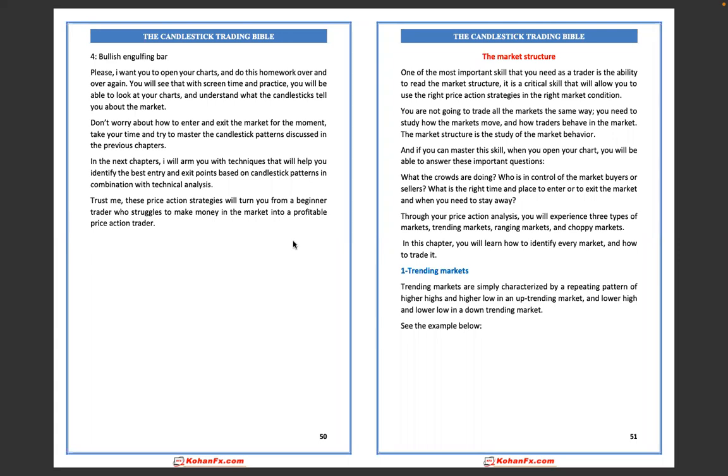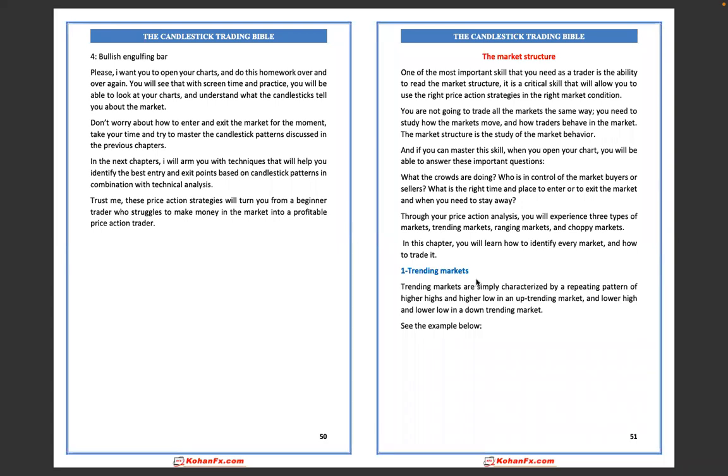You are not going to trade all the markets the same way. You need to study how the markets move and how traders behave in the market. The market structure is a study of the market behavior. It's as simple as that. We've been talking about this almost every day. But before we take any trade, we have agreed that the first thing to note is the structure of the market, or the trend. Mostly we call it the market trend.